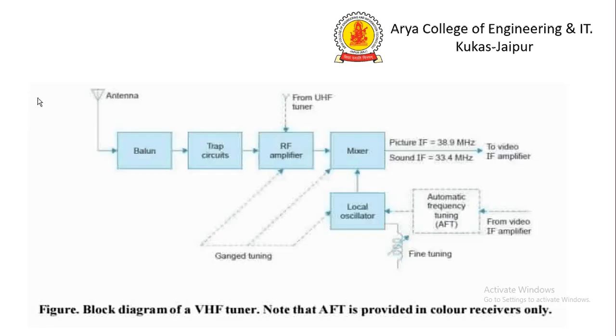This is the main important block diagram of a TV receiver. First of all, the signal is coming from the antenna. After this, the signal is passed through the balun. After this, it is passed through the trap circuit. After this, it is passed through the RF amplifier from the UHF tuner. After this, the RF passes through the mixer. After this, it goes to the picture IF, intermediate frequencies, sound IF 33.4 MHz, to the video amplifier. Automatic frequency tuning from the video amplifier, fine tuning, gang tuning. There is a simple gang tuning.